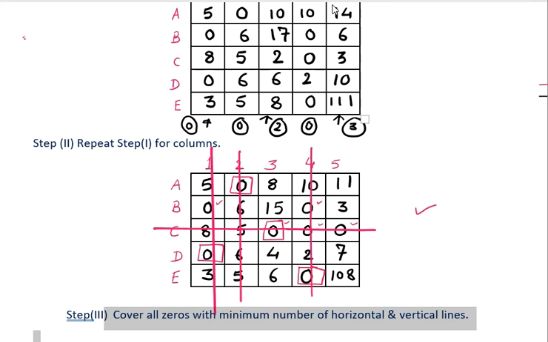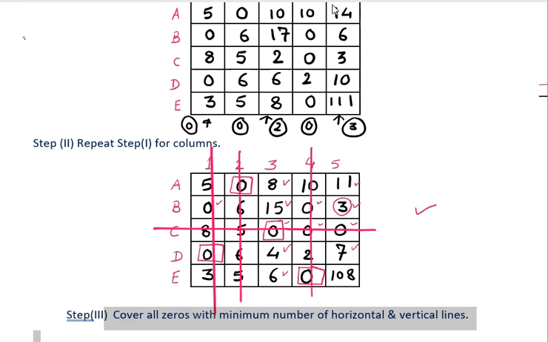To apply step number 4, we require the smallest uncovered number. These are the uncovered numbers: 8, 15, 4, 6, 11, 3, 7, 8. So what is the smallest entry? The smallest uncovered number is 3.